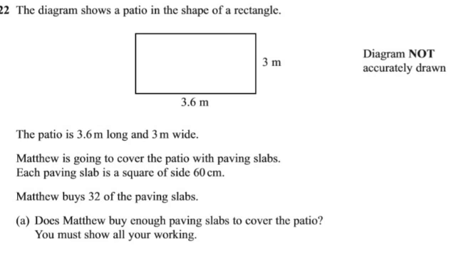Question 22. The diagram shows a patio in the shape of a rectangle. So it's 3.6 metres long, 3 metres wide. Matthew is going to cover the patio with paving slabs. Each paving slab is a square of size 60 centimetres. Matthew buys 32 of the paving slabs. Does Matthew buy enough paving slabs to cover the patio? You must show all your working.